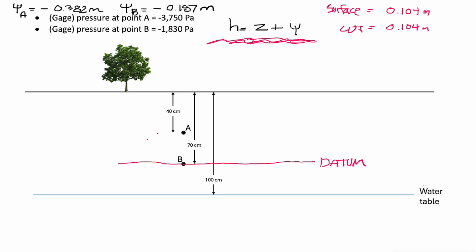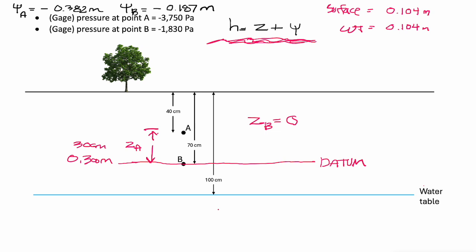So we're going to still use h equals z plus psi. We need Z of A. So Z of A now will equal this distance here. And if B is 70 centimeters beneath the surface and A is 40 centimeters beneath the surface, then this difference is 30 centimeters, or 0.3 meters. That would be Z of A. Z of B, again, now this is why I chose this, was 0, because I'm sitting right on the datum. B is right on the datum elevation.